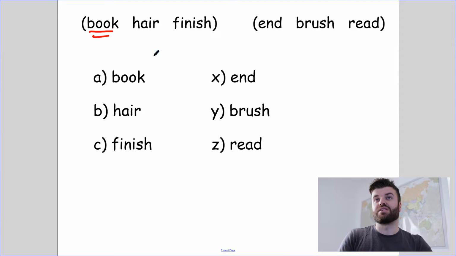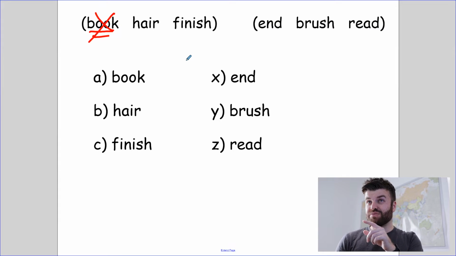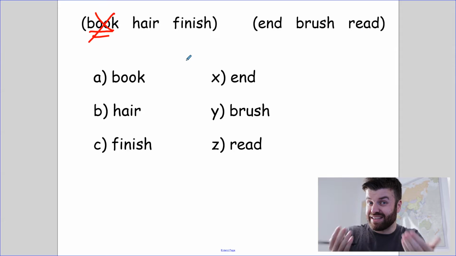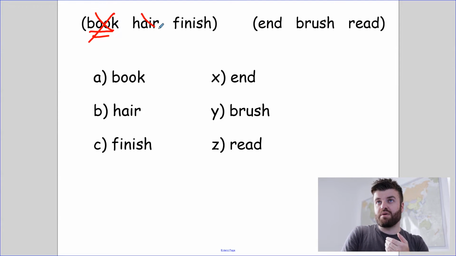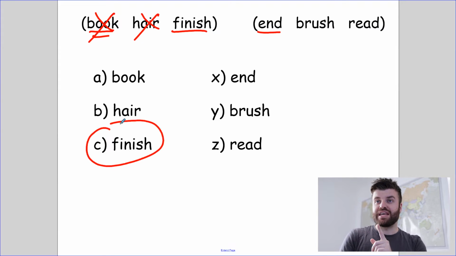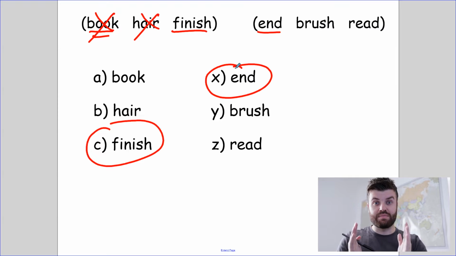They're different word classes. So we move on, we get rid of book. Hair end, hairbrush. Well, hairbrush is a thing, but it doesn't mean the same thing. Hair isn't the same as a brush. And hair read, nope, can't be hair, so it must be finish. And we can see hopefully straight away that finish and end are both synonyms. They mean the same thing. We put C and X on our paper and we move on.